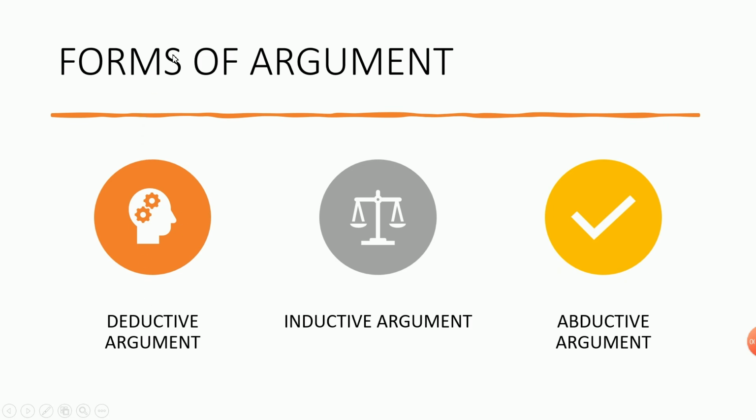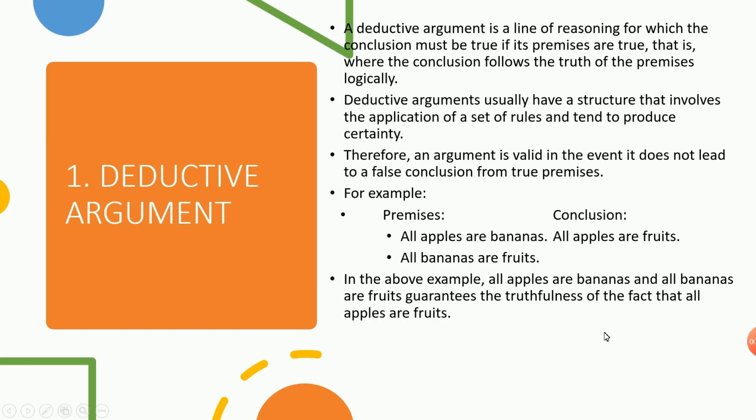One is deductive, that is you are deducing based on the facts available. You are concluding, which is coming in a narrowing down form. Next is inductive, and the third one is abductive. We will be seeing in the next slides what is what. So first is the deductive argument. A deductive argument is a line of reasoning for which the conclusion must be true if its premises are true. So the conclusion follows the truth of the premises logically.